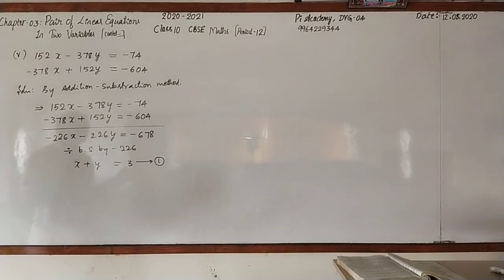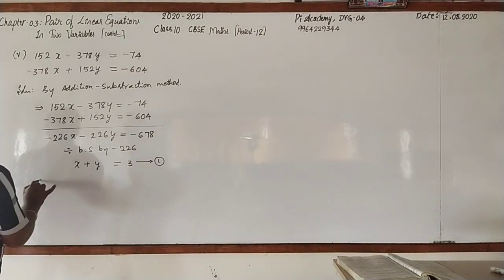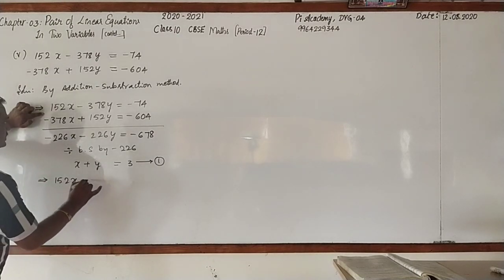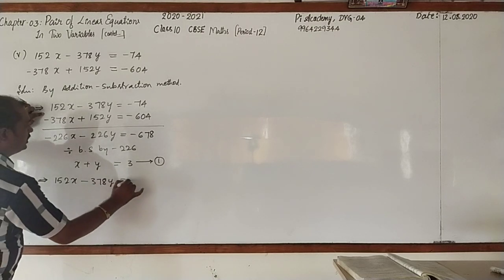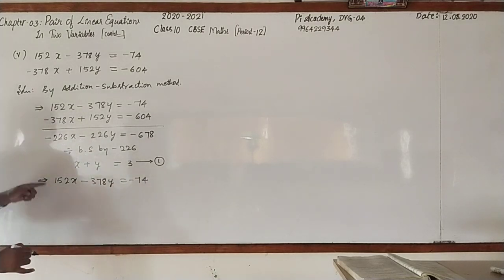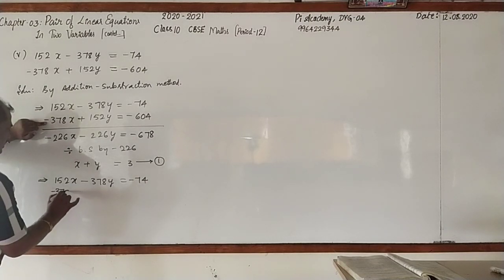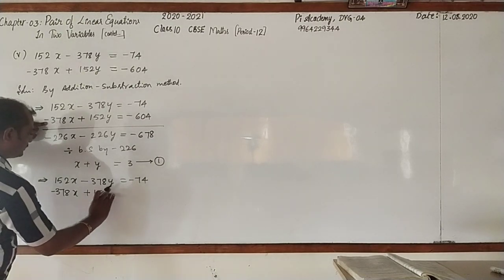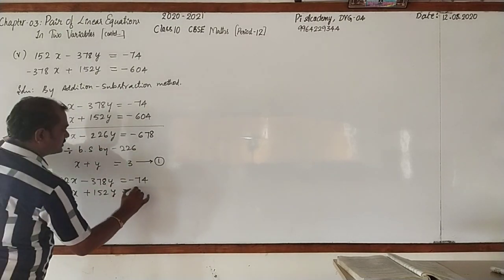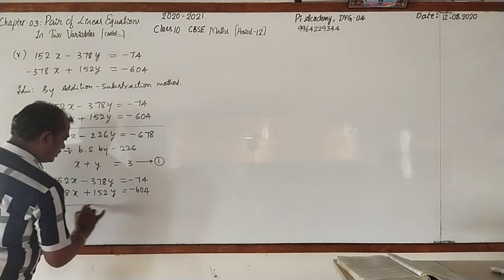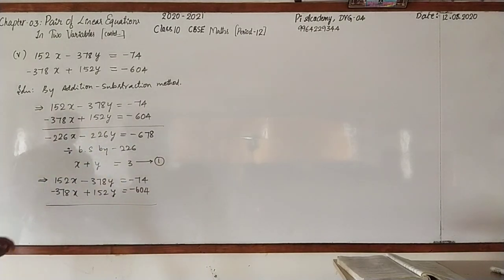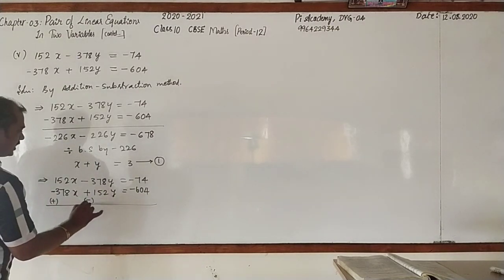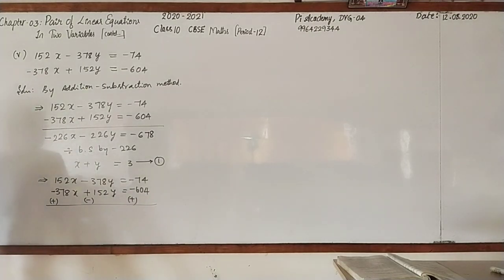Did you understand? Yes. Next, we will take again the same equations. That is 152x minus 378y is equal to minus 74. Write the second equation: minus 378x plus 152y is equal to minus 604. But as you are going to subtract, you will have to change the signs. So where minus is there, make it plus, and where plus is there, make it minus.